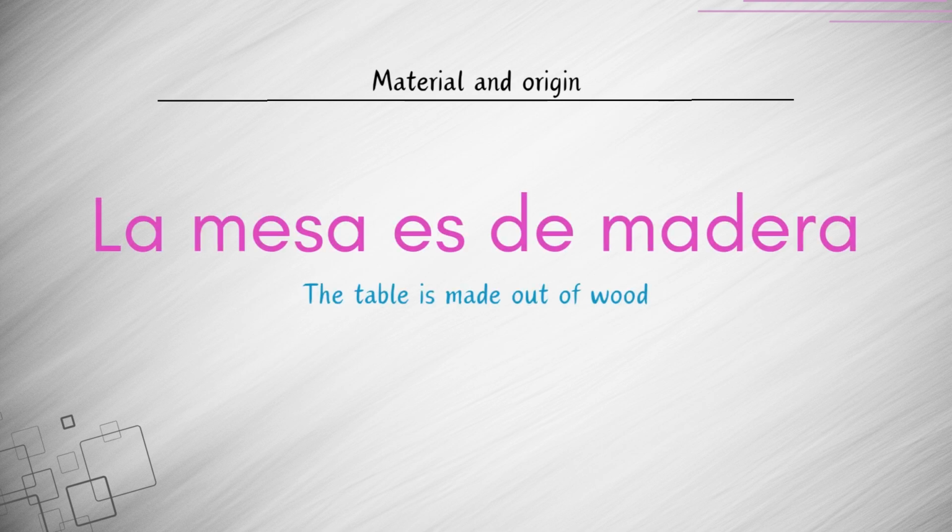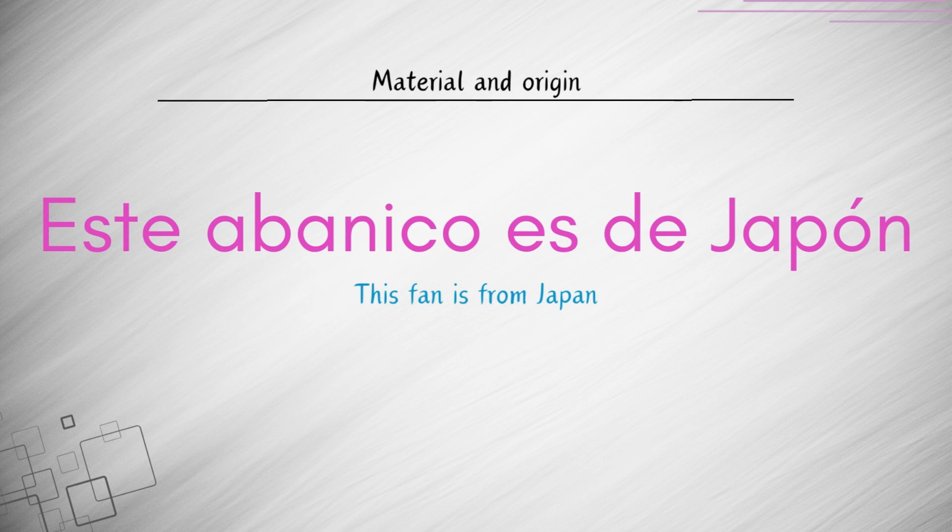The verbo ser is used to describe what something is made out of and its origin. For example, la mesa es de madera. The table is made out of wood. Este abanico es de Japón. This fan is from Japan.